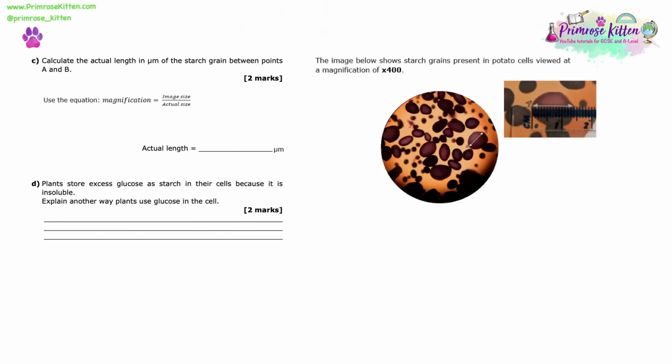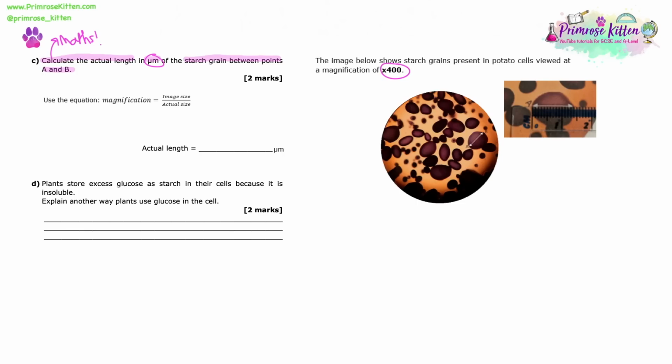Okay, so on to part C. Calculate the actual length in micrometers of the starch grain between points A and B. So we sort of expected this maths question when they gave us the magnification in the first part of the question. We're looking for actual size, so we're going to use our magnification, image size, actual size equation. Careful, they want it in micrometers. So we need to convert our units at some point. We need to convert from what we measure in to our final one. So just be careful and make sure you don't forget that step.